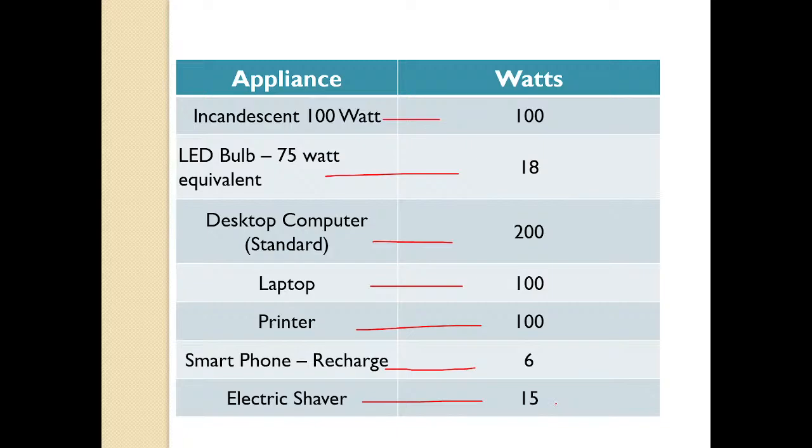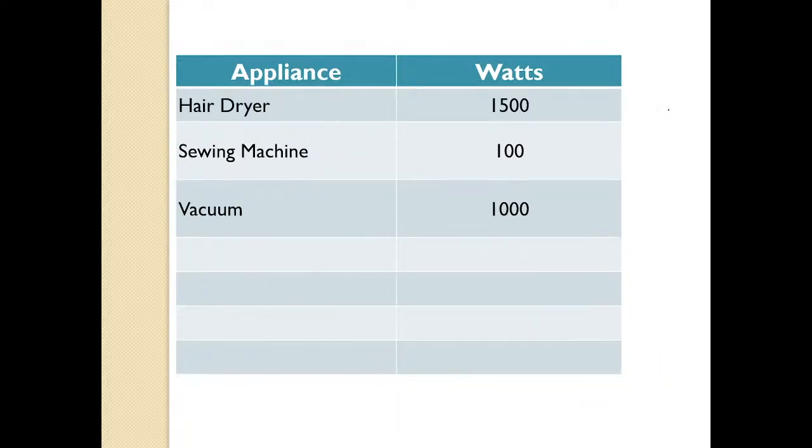Okay, so these are some appliances which I thought we usually will have in our houses, and we may even have hair dryers. Its power rating is around 1500 watts. Weaving machine, if you have, it is 100 watts. If you have a vacuum cleaner, it's around 1000 watts. So you can write down whatever electrical appliances are available in your house, and write down the power rating beside it in the next column.